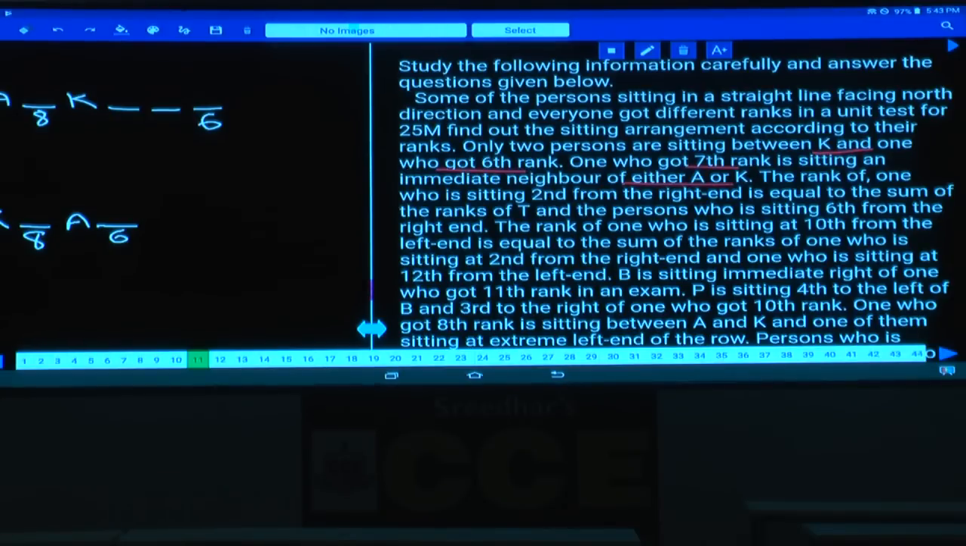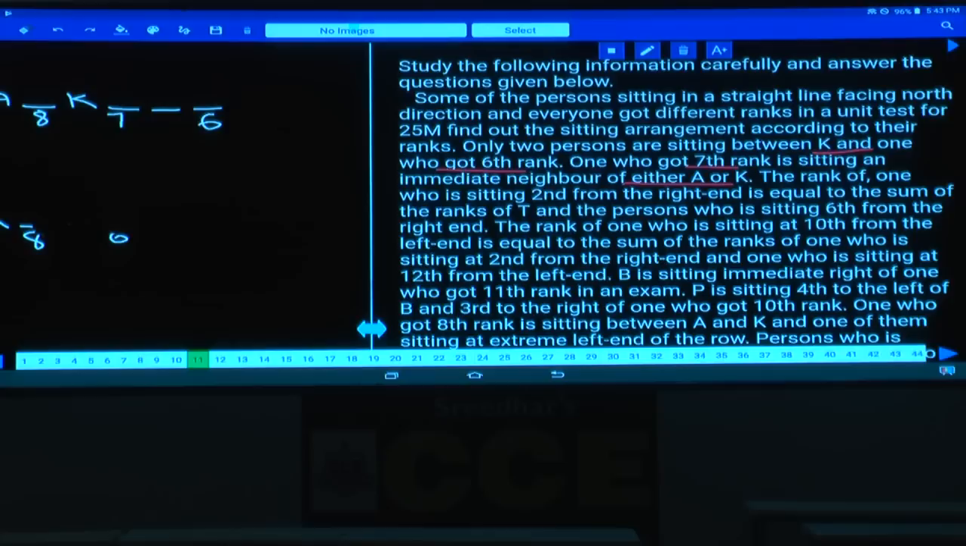Now this 7th ranker must be an immediate neighbor of either A or K. Now in this one, A is here, the immediate neighbor of A got 8th ranker, and the immediate neighbor of K should get 7th ranker. Now in this case, the immediate neighbor of K is at the first place, the immediate neighbor of A is getting 8th rank, and immediate neighbors of A are getting 8th and 6th rank. There is no possibility for this person, the 7th ranker, to be seated adjacent to either A or K, isn't it? And the second case is ruled out or not? Yes, finally we have removed this one.